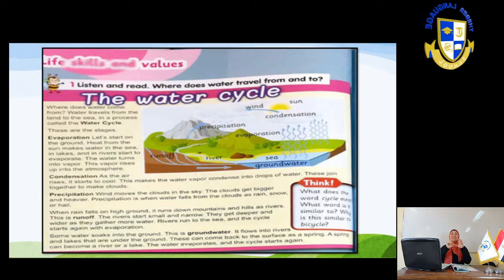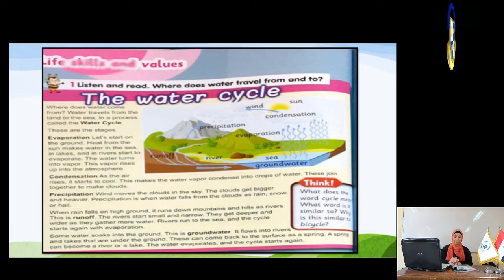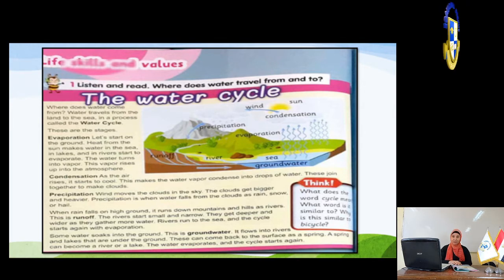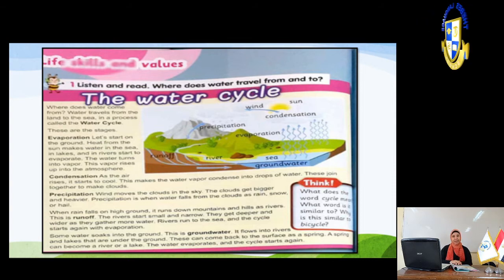What does it mean, cycle? It starts here and goes like that and starts again. This is the cycle. Some water soaks into the ground. This is the groundwater. It flows into rivers and lakes, and there are under the ground. These can come back to the surface as a spring, as we have learned in the oasis. A spring can become a river or a lake if the water evaporates and the cycle starts again.